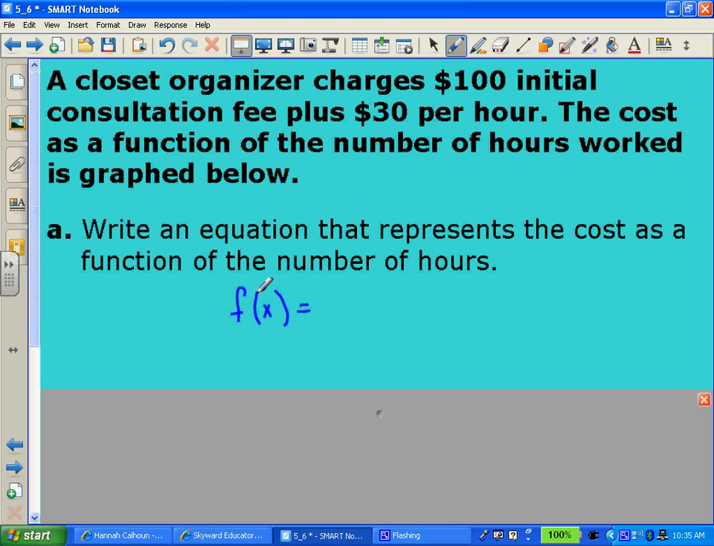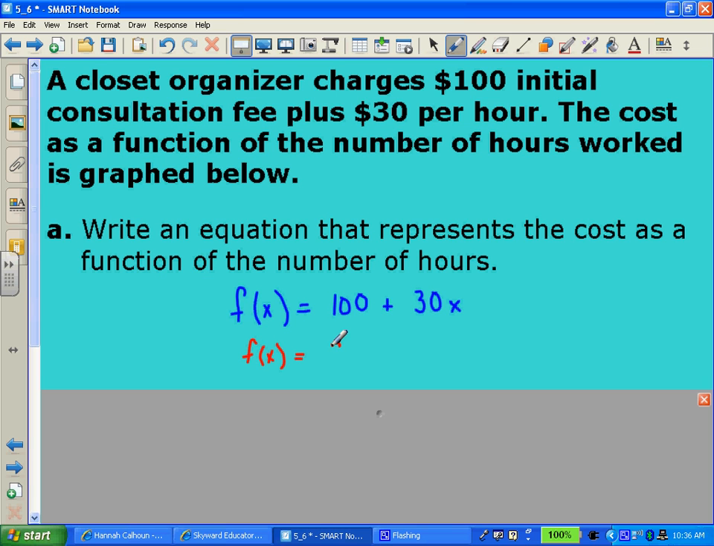Okay, and then we want to write an equation for the cost of this closet organizer. Well, the closet organizer is going to charge us $100 plus $30 for every hour. So 30 times x, if we call x the number of hours. So there would be our equation for the closet organizer.